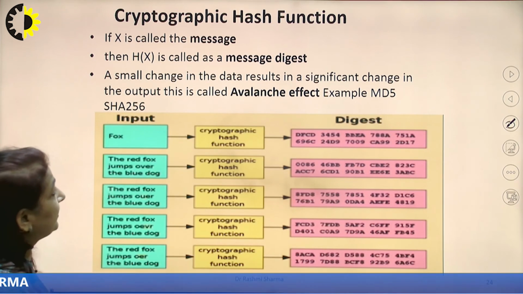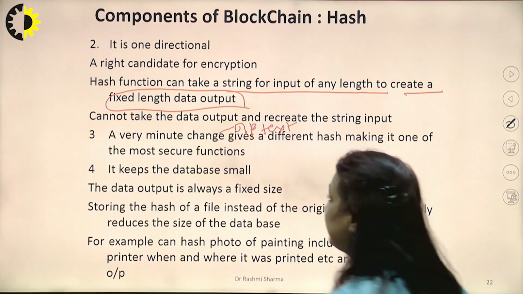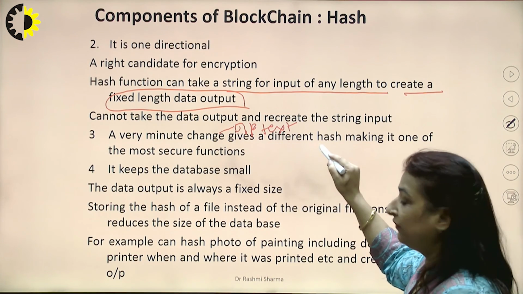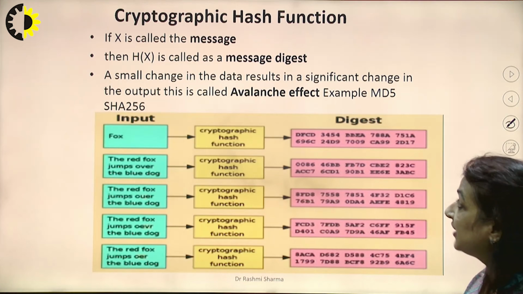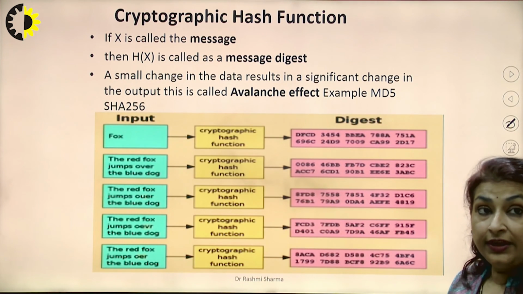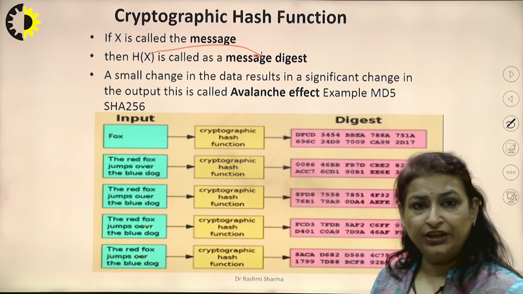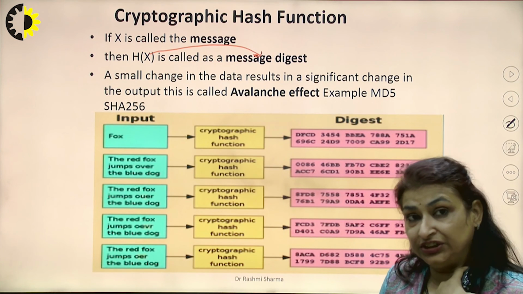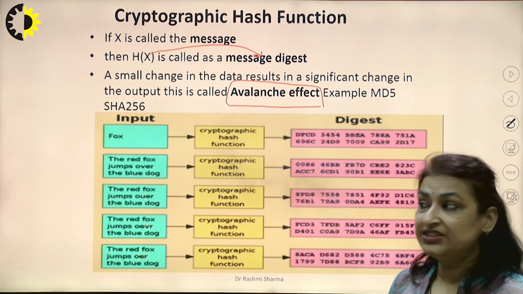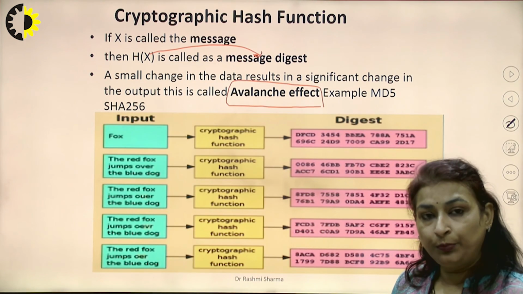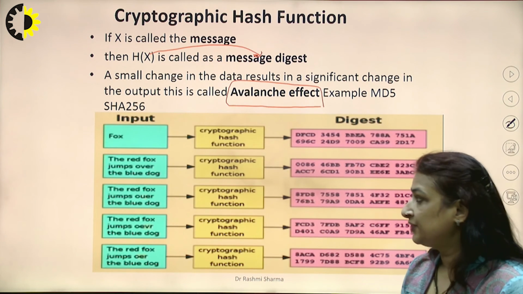Okay, so how do we see this particular hash function, or the points which I made in my previous slides, like a minute change can give a different hash? We will be seeing that in this slide. If X is the message and H(X) is the message digest or the hash which we have generated, a small change results in a very significant change in the output, and this is called the avalanche effect. Avalanche effect is a minute change in the input data creating a very large change in the output data. Here we can see this particular example.